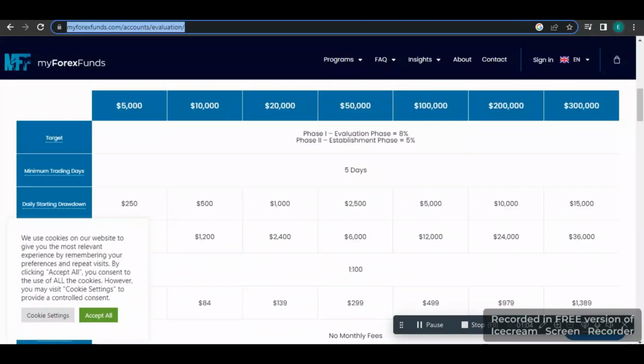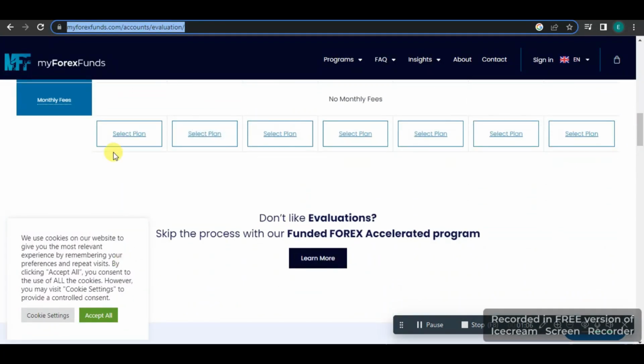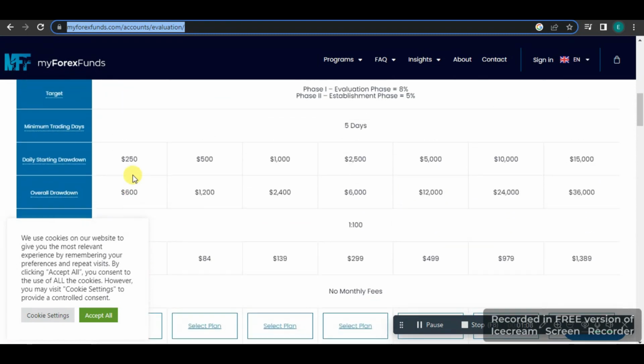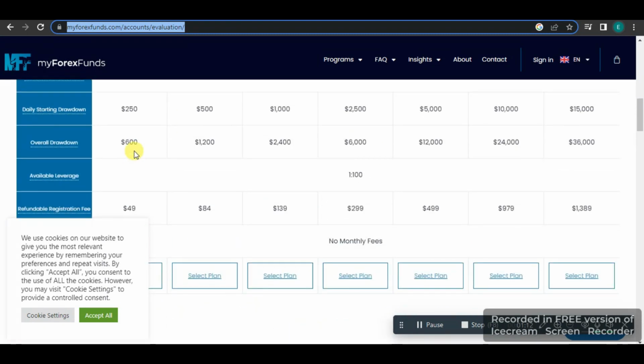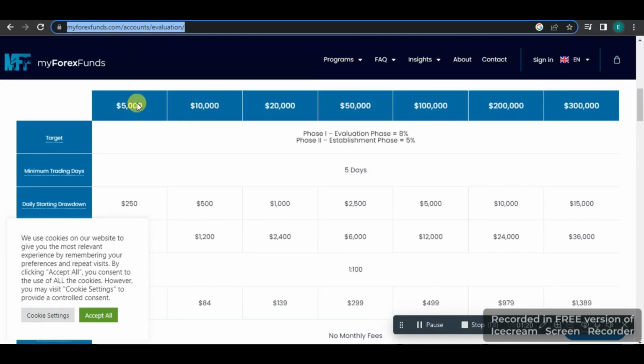All right, so as you can see here, I'm trying to get this 5k MyForexFunds account just for you guys, to test if this strategy can actually pass in my MyForexFunds account. If it doesn't, well, too bad, we lost $49. But if it does, then yeah, it's so good, man. At least we get an extra $5K to trade with.